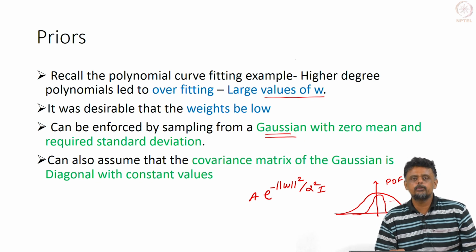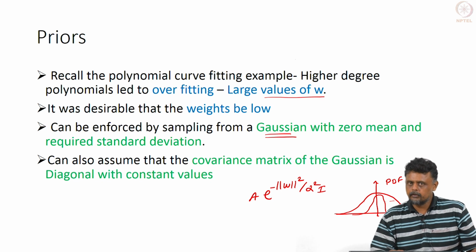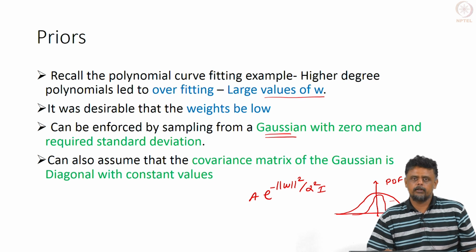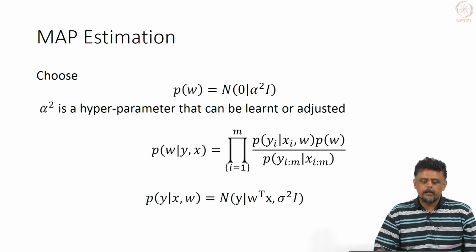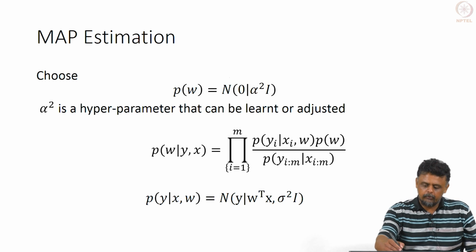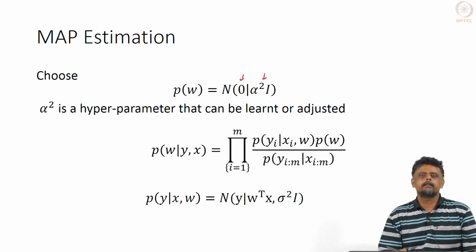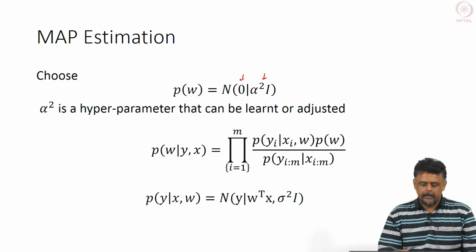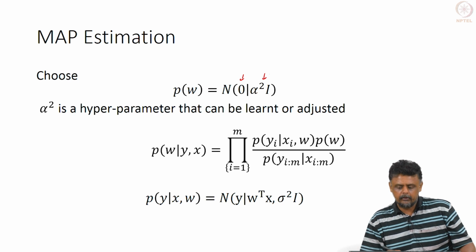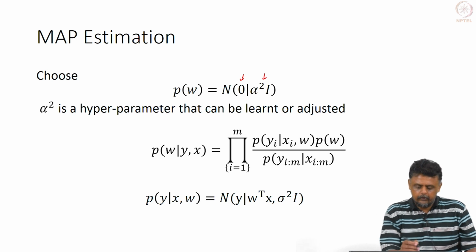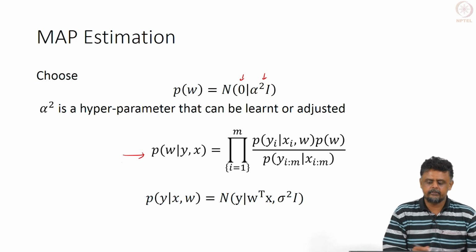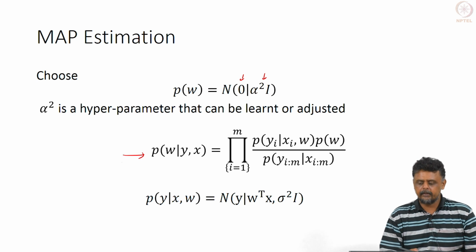One of the most commonly used priors is the Gaussian distribution, and if you plot the Gaussian distribution, you will see that for very large values of W, the probability of getting that W goes to 0. So, now we explicitly model P of W as N, the normal or Gaussian distribution, with some alpha squared times a diagonal matrix as the covariance matrix. Again, it can be a learned parameter or a hyperparameter.